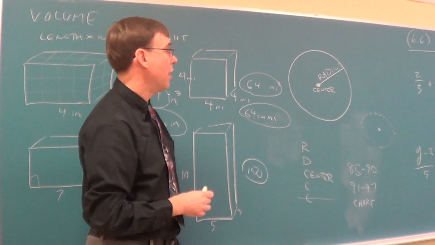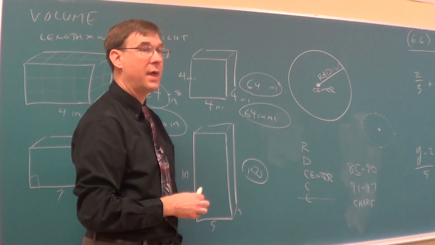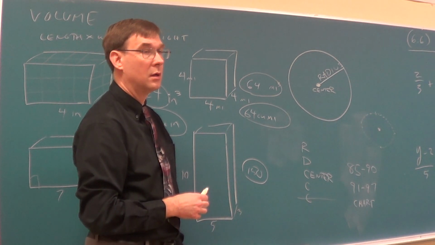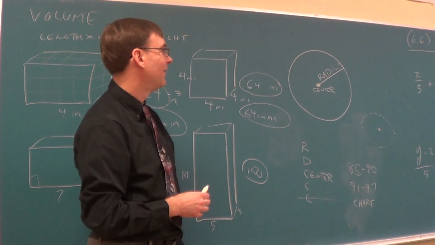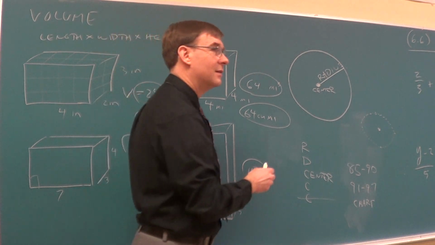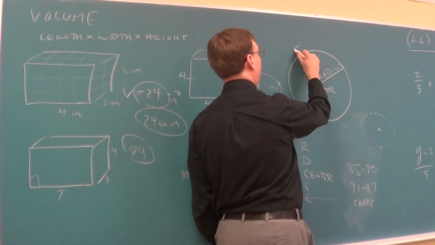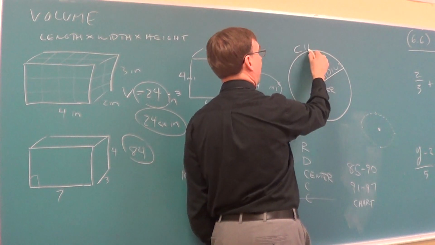Diameter is a word. Does anybody know where the diameter would go if I draw a diameter on here? Like the actual line of the circle. No. Oh, out of the circle? This will be a C word. If we go the whole way around it, that is called the circumference.